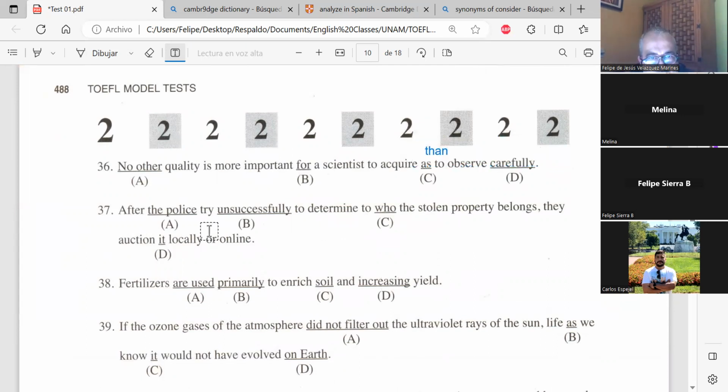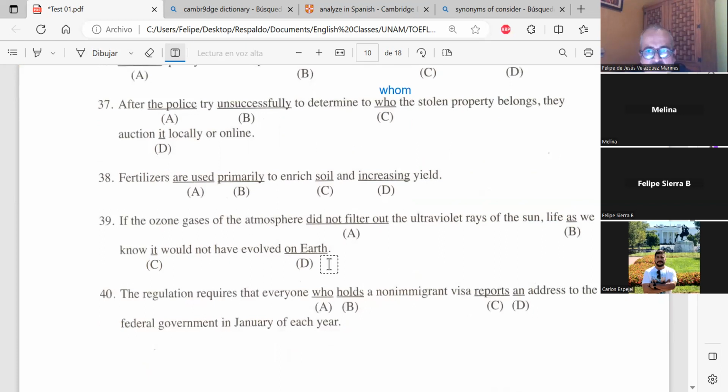Okay, after the police try unsuccessfully to determine to who. After prepositions, we use objects. The preposition of who is whom. Nowadays, it is very common to say to who. Yes, but that is something that has not been accepted as grammar. Yes, it will be accepted in the future. In fact, it is predicted that the word whom will disappear, as well as do and does. It will disappear from the English language as auxiliaries. Yes? Whom, so it's an object.